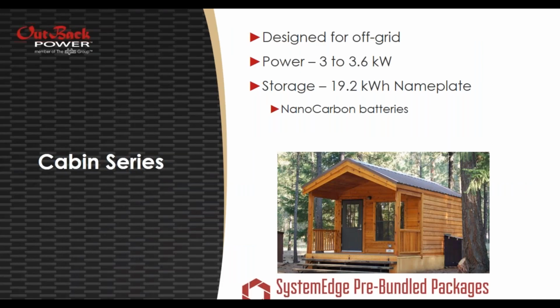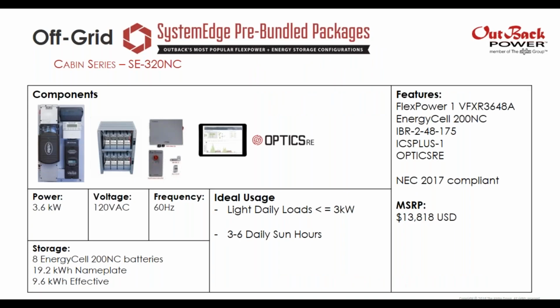So let's take a look at some of these new packages, and I'll go through them in a little bit of detail. First we have our cabin series. These are designed for small off-grid residential applications, typically for occasional use, like say a fishing cabin or a weekender, where you don't really have a lot of loads on it. You may not be using it all the time. This is really the bare bones minimum for an off-grid system.